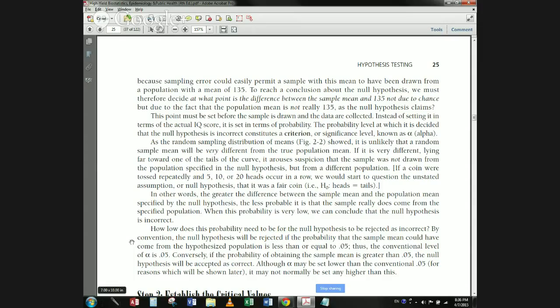By convention, the null hypothesis will be rejected if the probability that the sample mean could have come from the hypothesized population is less than or equal to 0.05. Thus, the conventional level of alpha is 0.05. Conversely, if the probability of obtaining the sample mean is greater than 0.05, the null hypothesis will be accepted as correct. Although alpha may be set lower than the conventional 0.05 for reasons which will be shown later, it may not normally be set any higher than this.